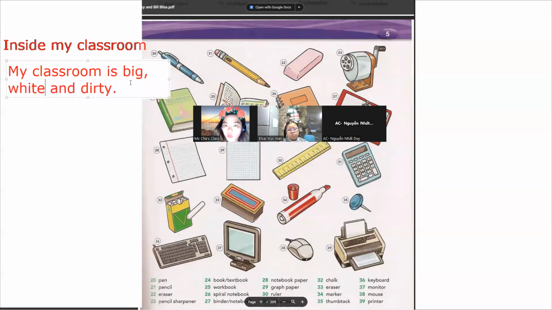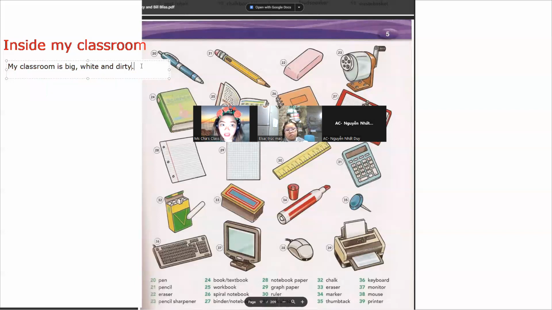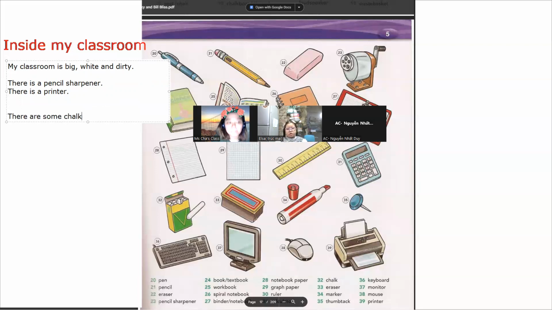Okay, now we are going to talk about what are the things to find, or what are the things that there is. Or Elsa, if it's many, you say there are, okay? I've heard a while ago you say there is a pencil sharpener. There is a pencil sharpener. What else? There is a printer. Wow, it's really big. There is a truck. There are, because there are many. There are some chalks.